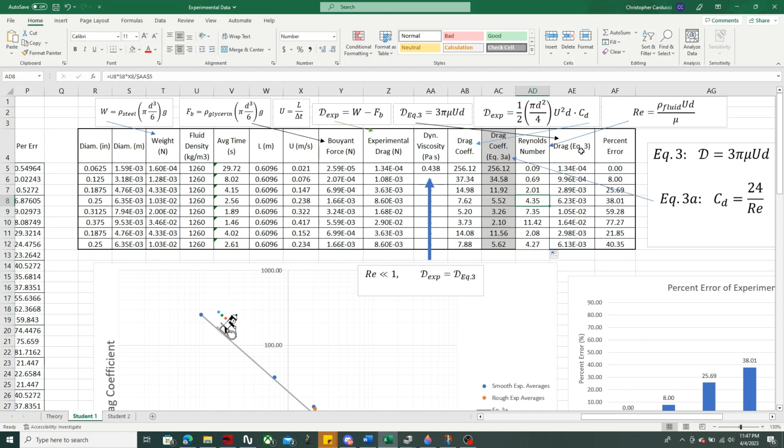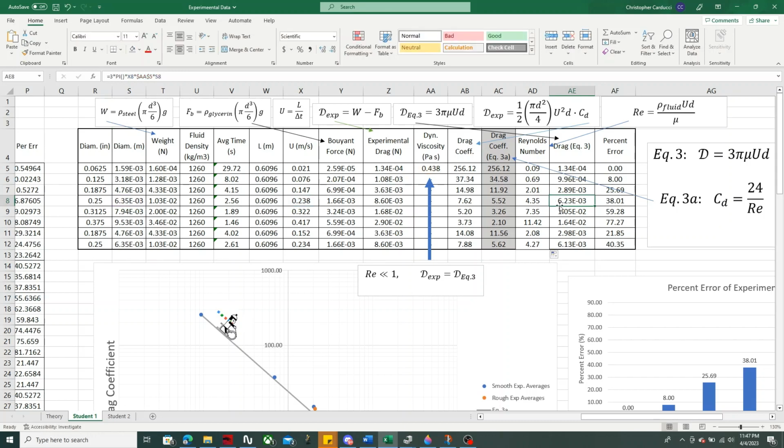Then what you're going to do is, one of the questions that it asked you is basically how wrong is it to use the creeping flow drag when the Reynolds number is not much less than 1. So what you're essentially going to do, you can see here the columns, you're just using this equation for the given speeds and diameters.